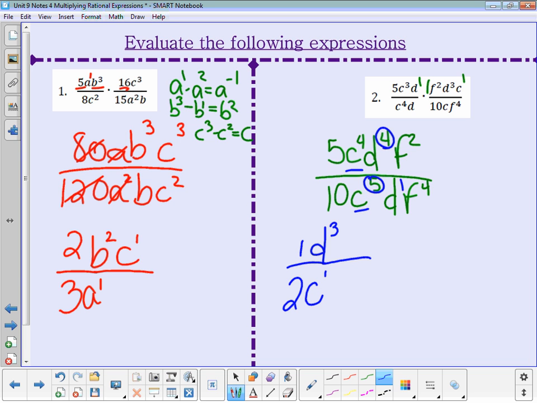Last but not least, f squared divided by f to the fourth. Dividing those expressions, you're going to subtract the exponents. 2 minus 4 is -2. The bigger number is on the bottom, so I'm going to keep my f squared on the bottom. So again, if you're getting tripped up on that step specifically, go back and review notes 2 and notes 3, okay, because that's where you get your rules of exponents. That's where you get your simplifying rational expressions.